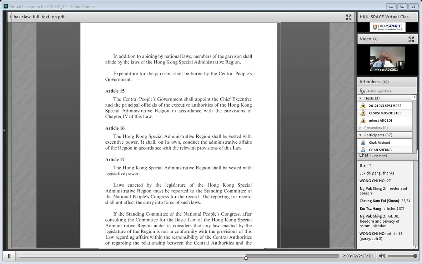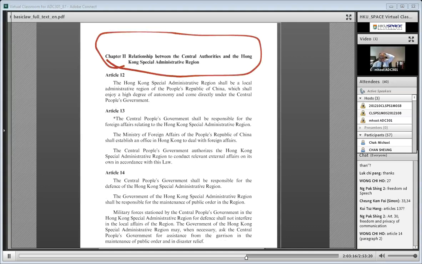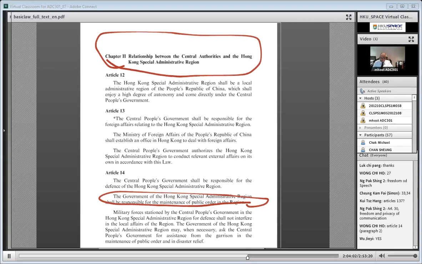And paragraph 2 of Article 14. How is it relevant though? The government shall be responsible for public order. Can the Hong Kong government actually call upon the People's Liberation Army stationed in Hong Kong to assist the government of Hong Kong, or for that matter, police, in the maintenance of public order? Can that be done? I mean, under the law, under the Basic Law.